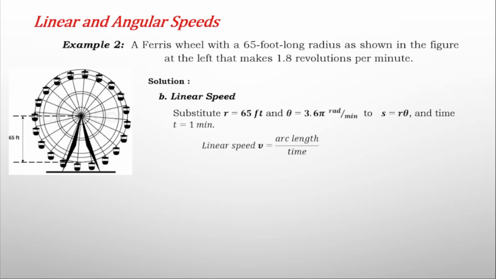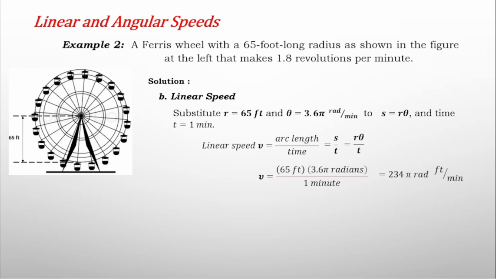So using the formula, linear speed is equal to arc length divided by time. So our linear speed is equal to S over time. Then we already knew that S is equal to radius times theta. So all we need to do is substitute the radius, which is 65 feet, and the theta, which is 3.6 pi radians. Then the time is equal to 1 minute.